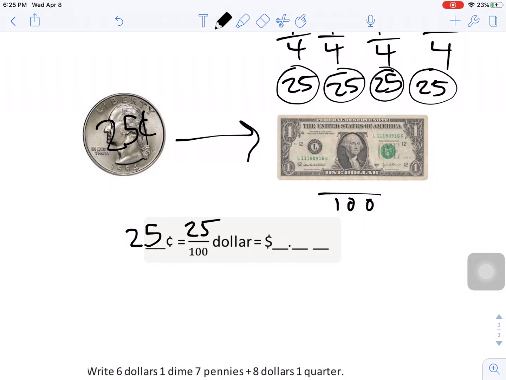If I wanted to write that as a decimal, I don't have any wholes because I only have 25 out of 100. But I do have 25 hundredths, so that would be 2 tenths, 5 hundredths. Remember, I have to say it as hundredths because it ends in the hundredths place. So I would read this as 25 hundredths.